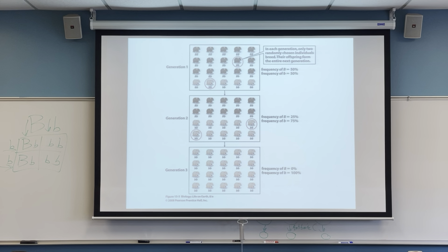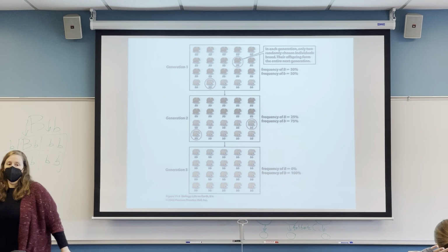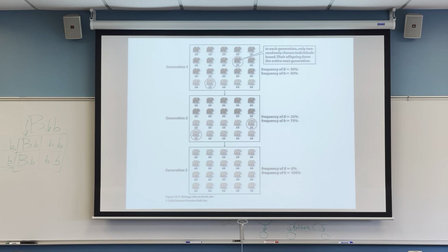So now, in our next generation, because the environment changed, we went from having two phenotypes and three genotypes to two phenotypes and two genotypes. We have eliminated, with this change and only two individuals surviving, the big B genotype.